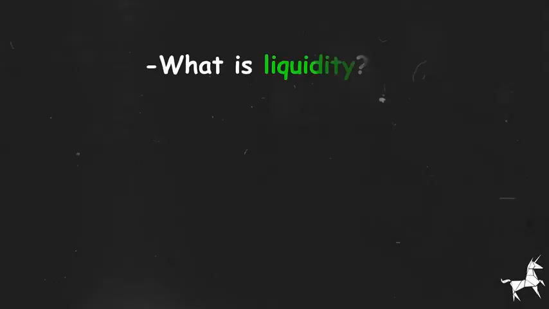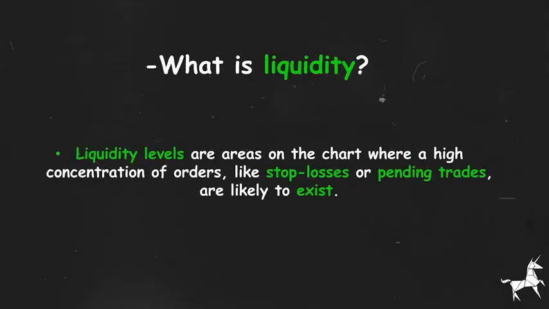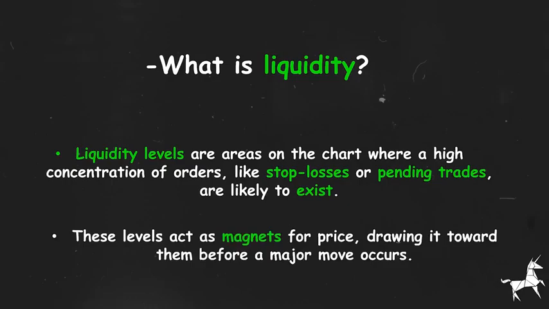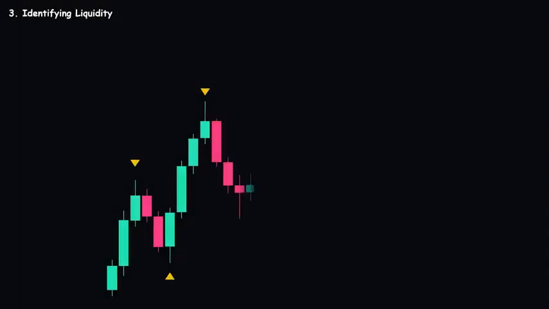Liquidity levels are areas on the chart where a high concentration of orders, such as stop losses or pending trades, are likely to exist. These levels act like magnets for price, often pulling it toward them before a major move occurs. Imagine this as our recent price action.